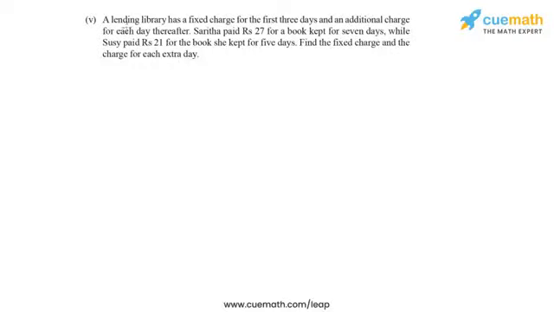Part 5 of this question says, a lending library has a fixed charge for the first 3 days and an additional charge for each day thereafter. Sarita paid 27 rupees for a book kept for 7 days, while Susie paid 21 rupees for a book she kept for 5 days. Find the fixed charge and the charge for each extra day. So the two unknowns are the fixed charge and the charge for each extra day.